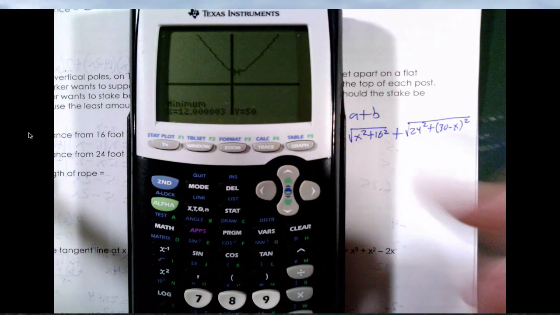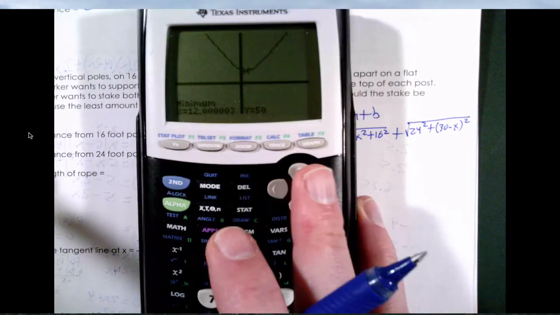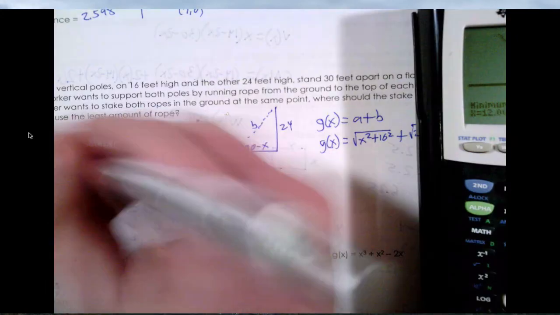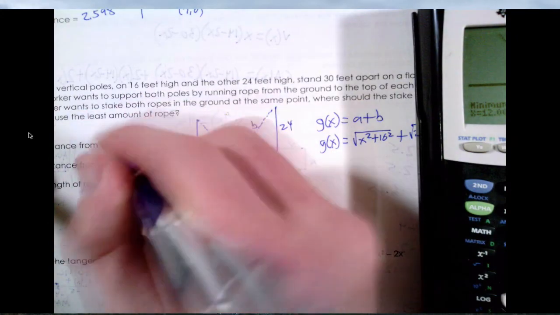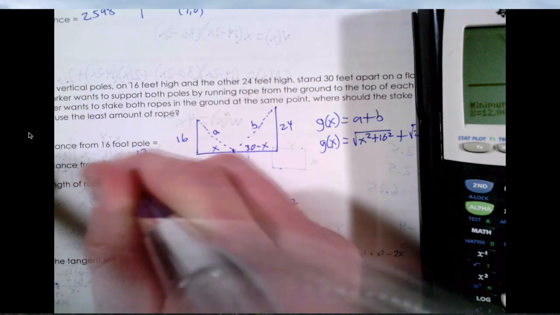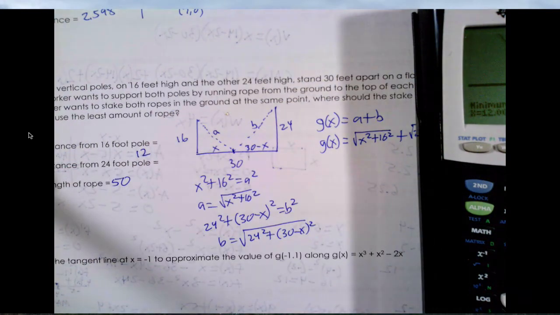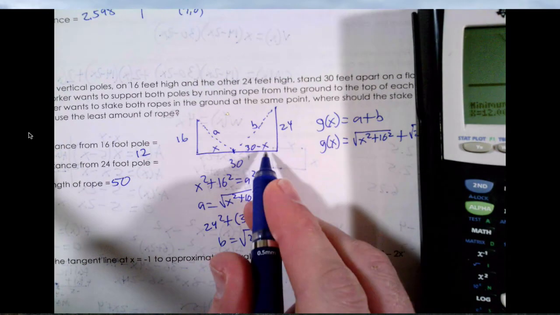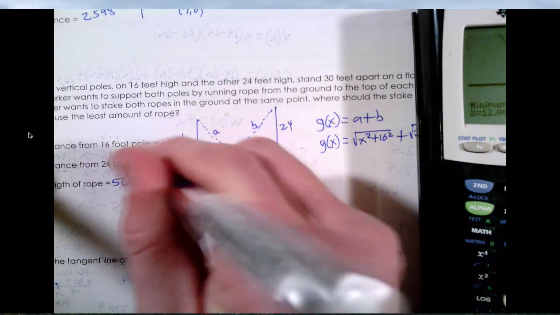Okay, so we have 12 for our x and 50 for our output, which is the length of the rope. So the distance from the 16-foot pole is 12. The length of the entire rope is 50. And the distance to the y pole is going to be 30 minus x. Okay, so 30 minus 12 is 18.